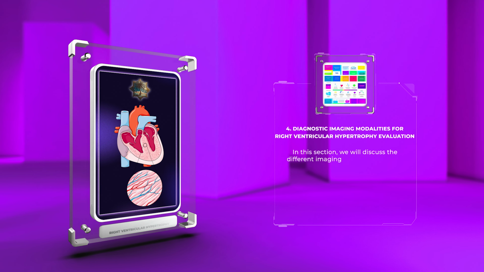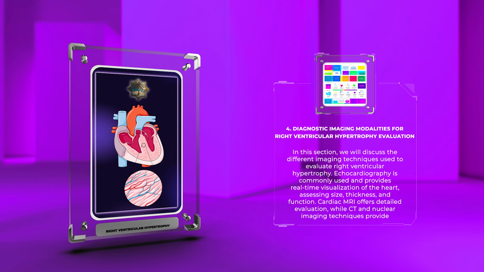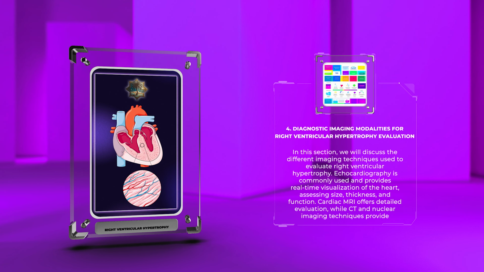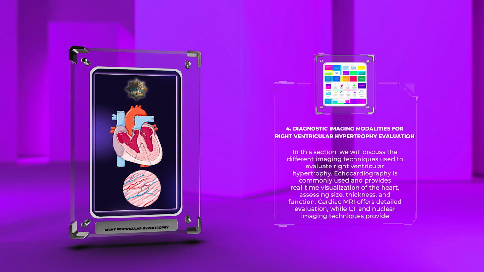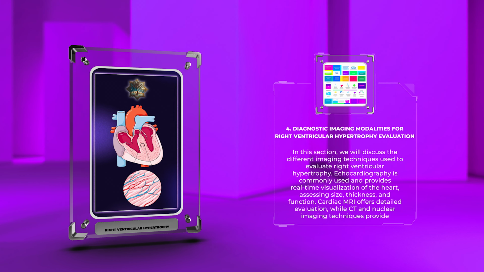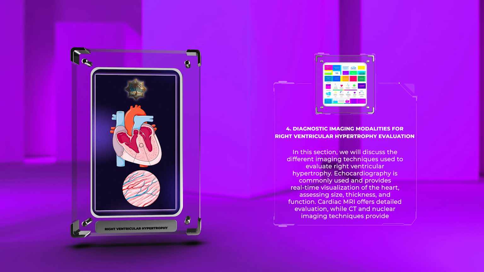In this section, we will discuss the different imaging techniques used to evaluate right ventricular hypertrophy. Echocardiography is commonly used and provides real-time visualization of the heart, assessing size, thickness, and function. Cardiac MRI offers detailed evaluation, while CT and nuclear imaging techniques provide additional information.